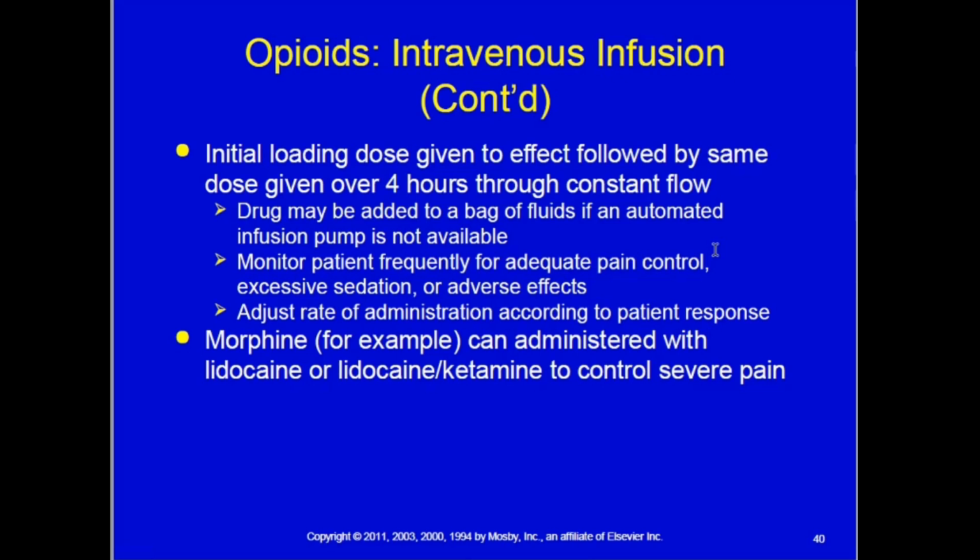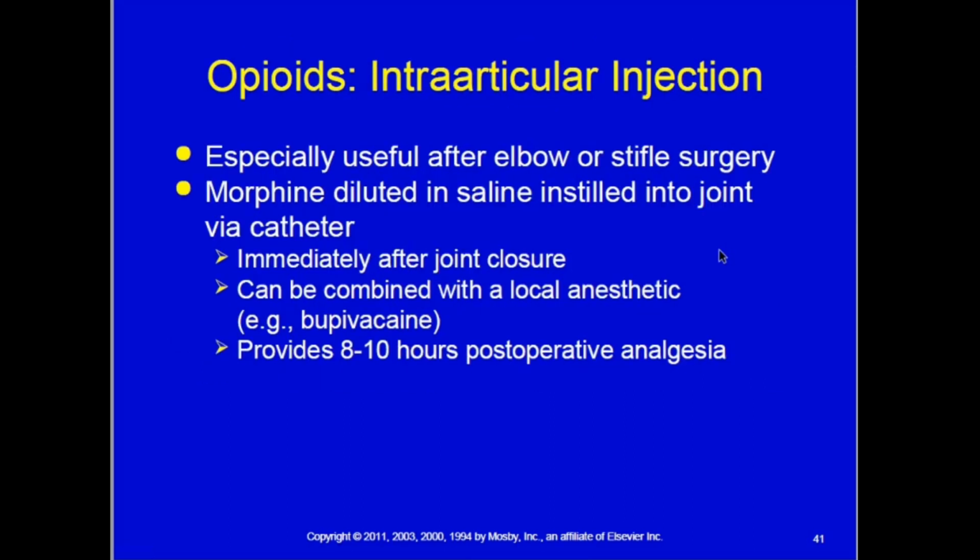We have to adjust the rate of administration according to the patient response. Morphine, for example, can be administered with lidocaine, which is a local anesthetic, or ketamine to control severe pain. Sometimes we use these opioids intra-articularly also. Suppose a patient is having some joint replacement surgery or some arthroscopic surgeries in the joints, for example knee joints, ankle joints, shoulder joints. These opioids are injected in the intra-articular space, and this provides a very good post-operative analgesia to the patients.